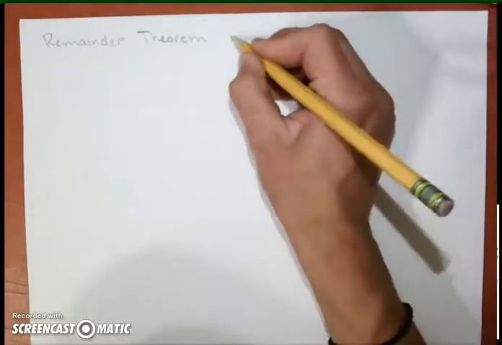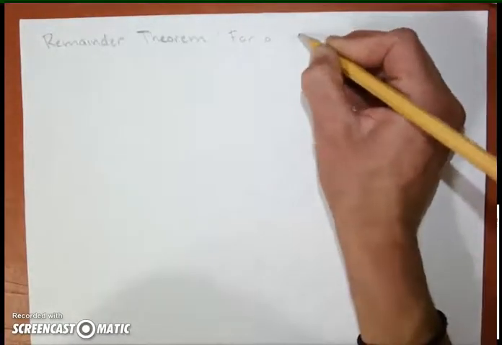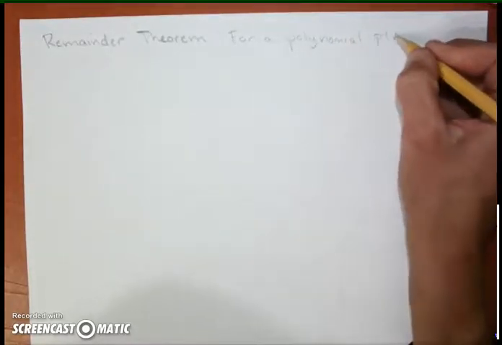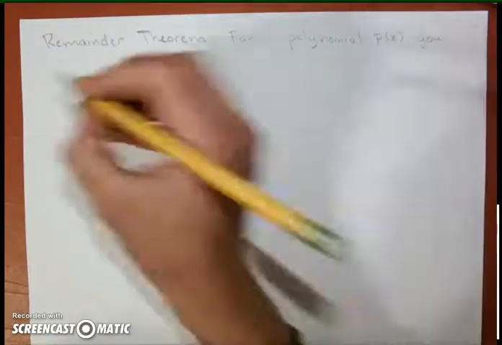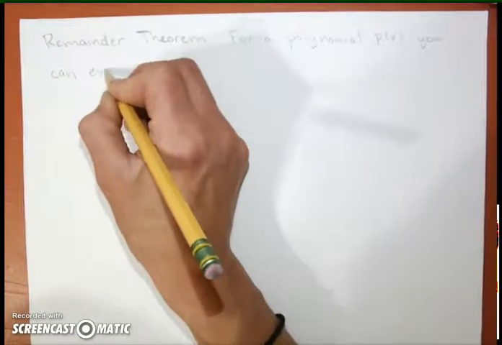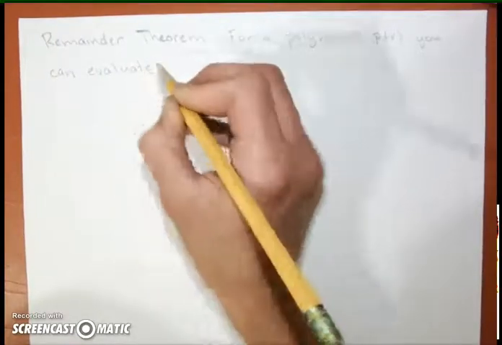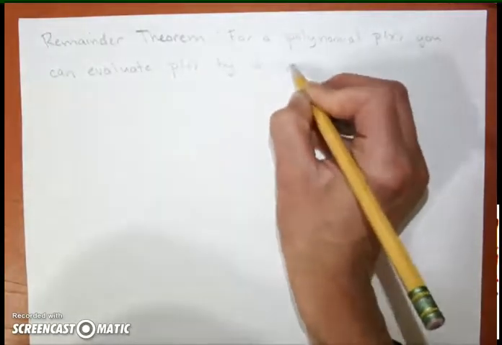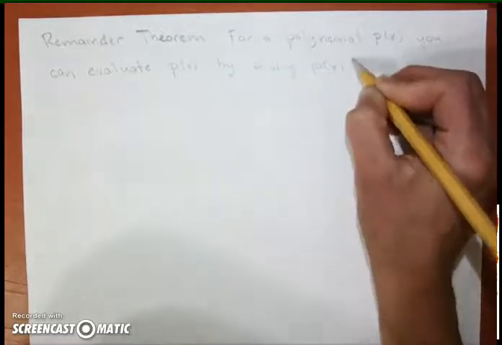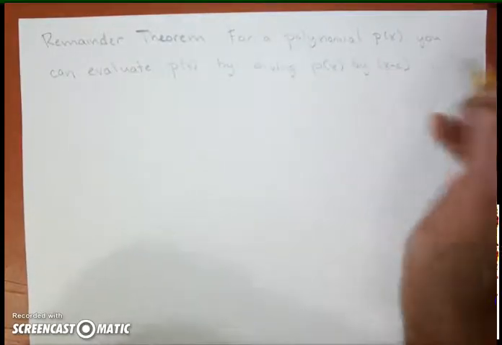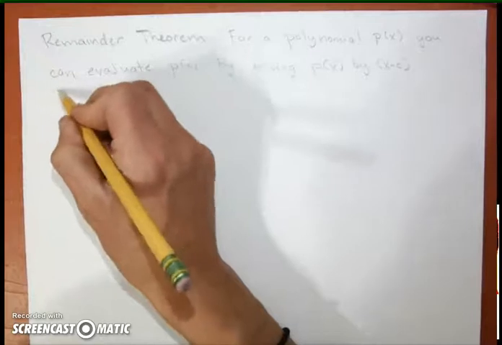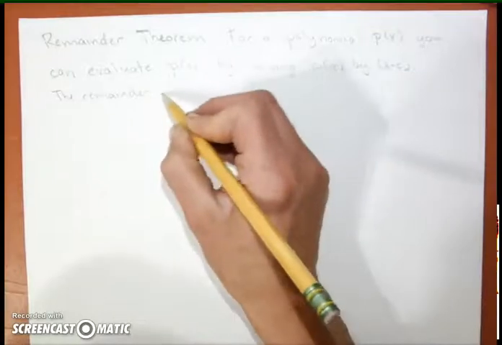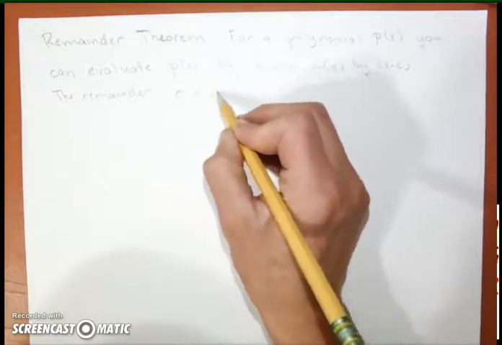What this says is for a polynomial p of x, you can evaluate p of c by dividing p of x by x minus c. And so the result is the remainder of this division is going to be equal to p of c.